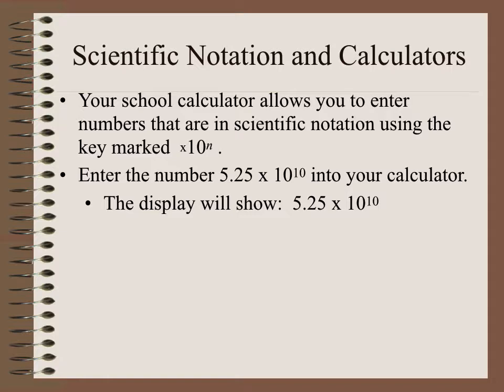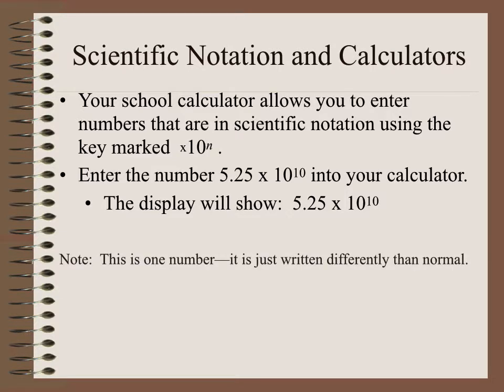One thing to take note of is that this number, 5.25 times 10 to the 10th, is another way of writing the number 52,500,000,000. So really, this number is just one number. It's just written differently than you would normally write it in standard notation. It is not an operation, and it is not two separate numbers.